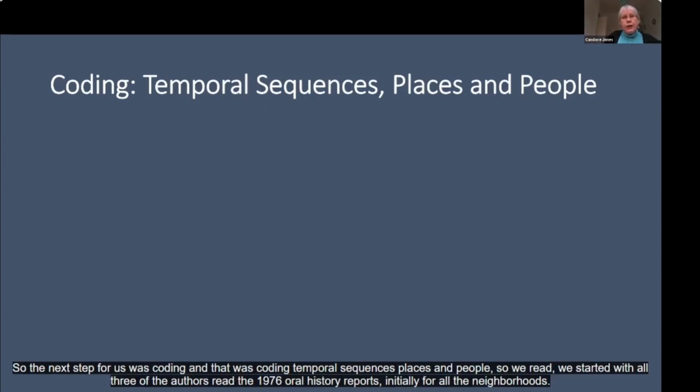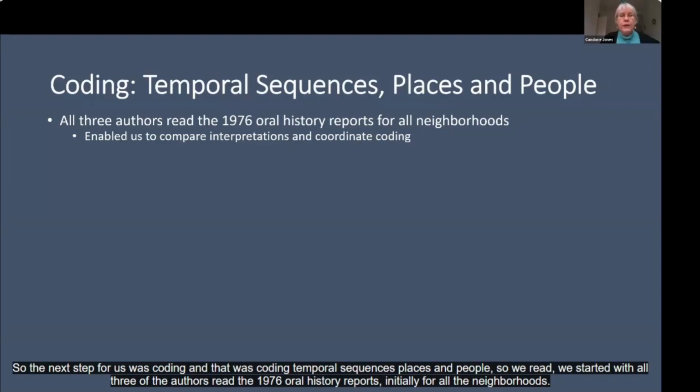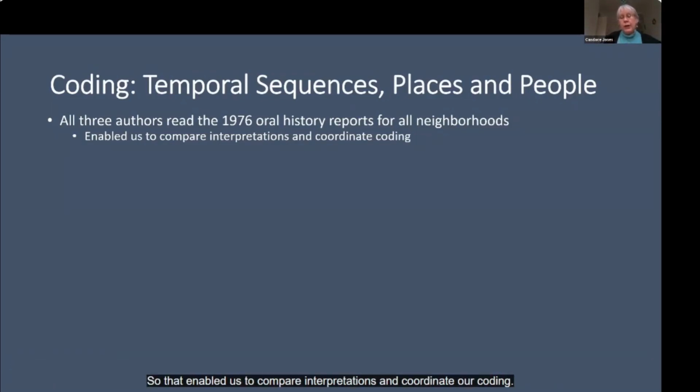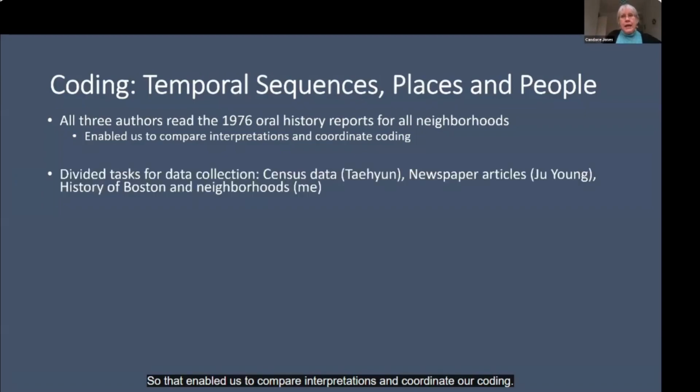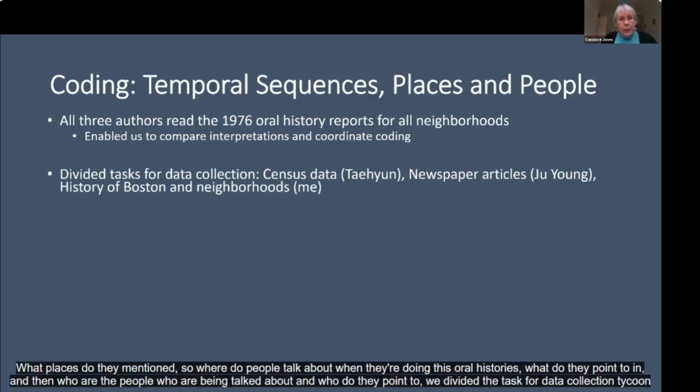So the next step for us was coding, and that was coding temporal sequences, places, and people. We started with all 3 of the authors reading the 1976 oral history reports initially for all the neighborhoods. That enabled us to compare interpretations and coordinate our coding. And we literally physically said, okay, what's happening at which points in time? What are the key events? What places do they mention? Where do people talk about when they're doing these oral histories? What do they point to? And then who are the people who are being talked about, and who do they point to?